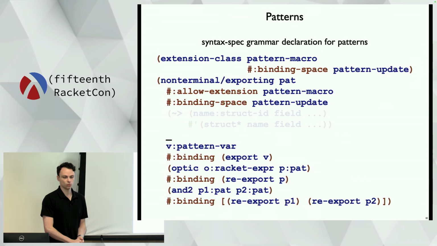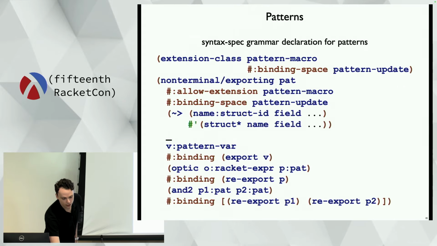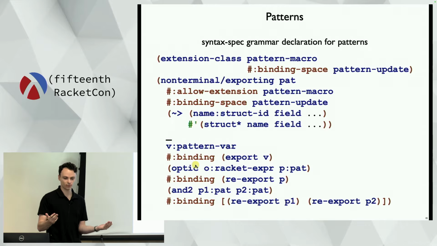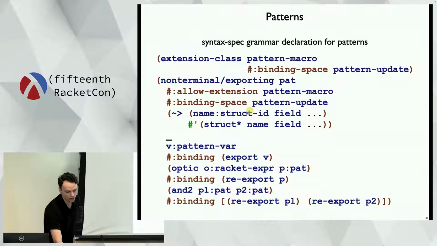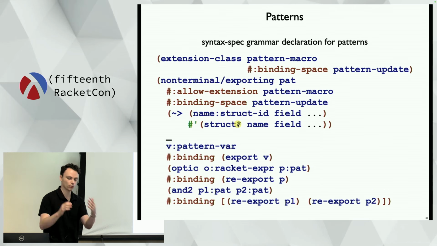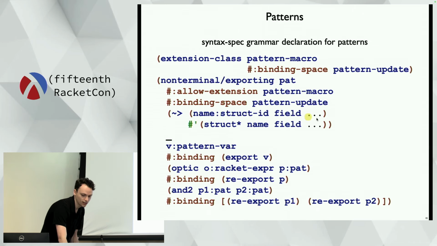Next, we define a binding space, which allows us to make a pattern called cons without shadowing Racket's built-in cons. And we have to have a special case for struct patterns, because we have a special form for optic, we have a special form for AND2, we're going to make a macro for stuff like cons, but you can't make a macro for every possible struct name. So we have to have this special case which uses syntax classes to detect a struct name, and then it rewrites that into struct star, which is a pattern macro that will end up expanding to uses of optic and AND.